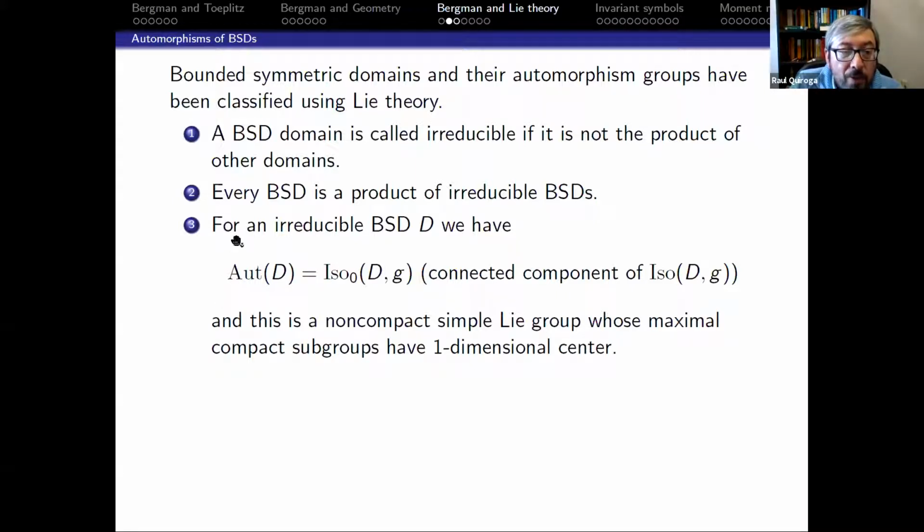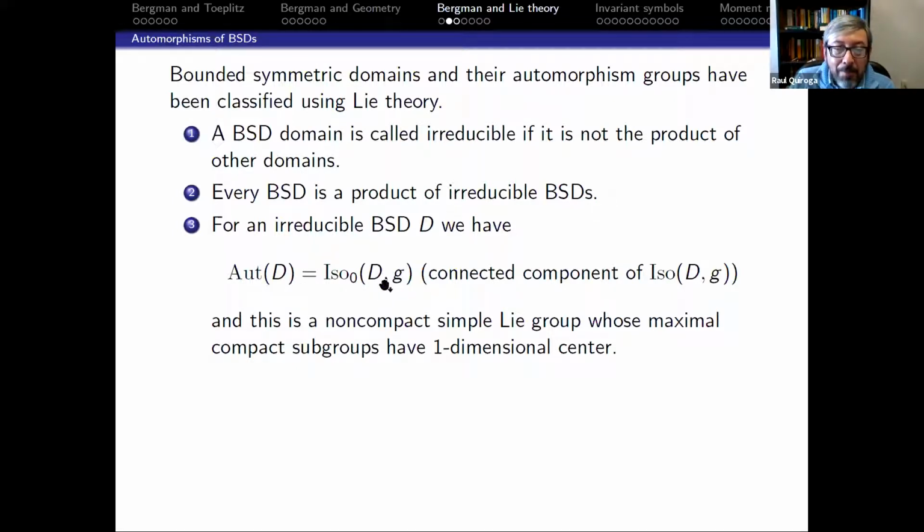Important thing here: for an irreducible bounded symmetric domain, the biholomorphism group is precisely the connected component of the group of isometries. This is the group of isometries with the Riemannian metric that comes from the Bergman kernel. Remember that before I mentioned that the automorphisms preserve the metric, so there is an inclusion. But for irreducible bounded symmetric domains, there is equality here. You just take the connected component.